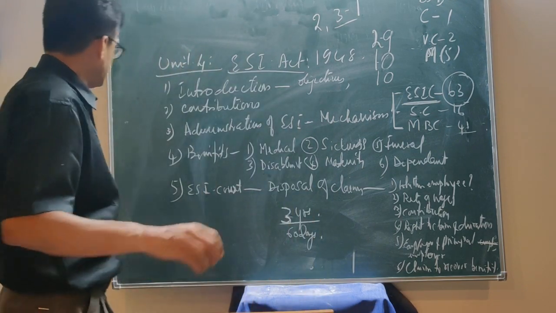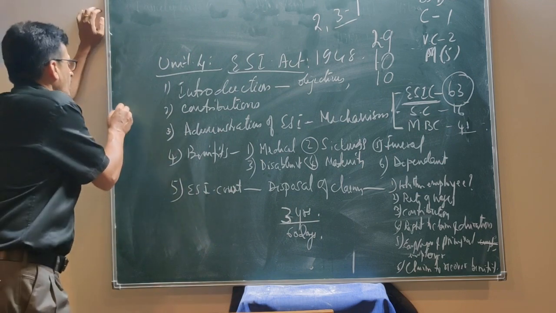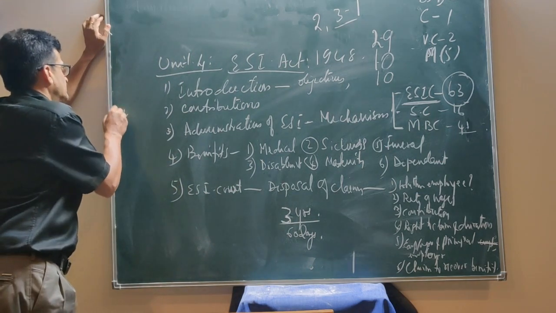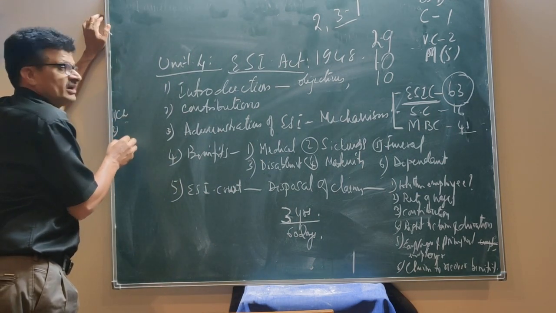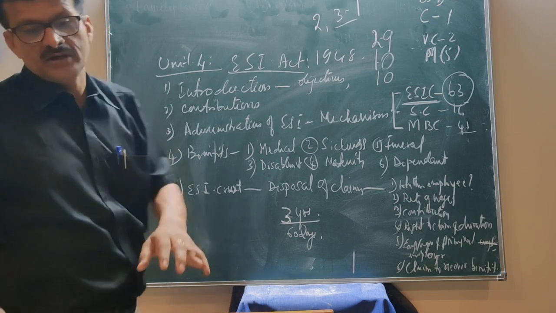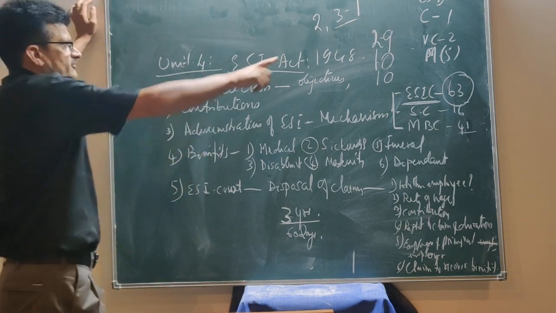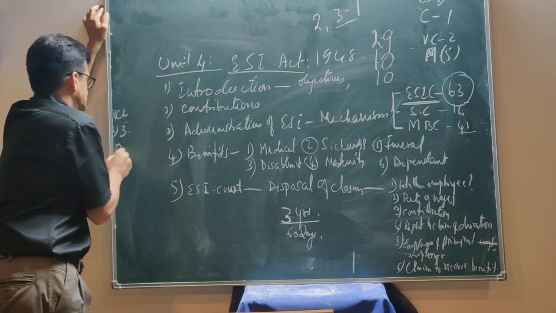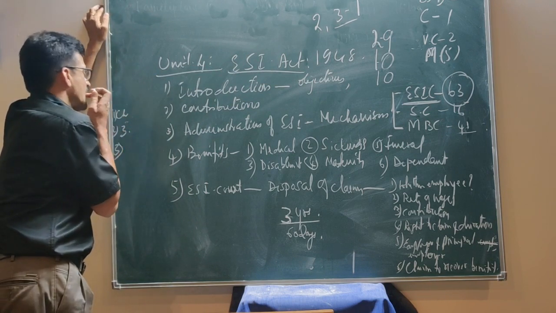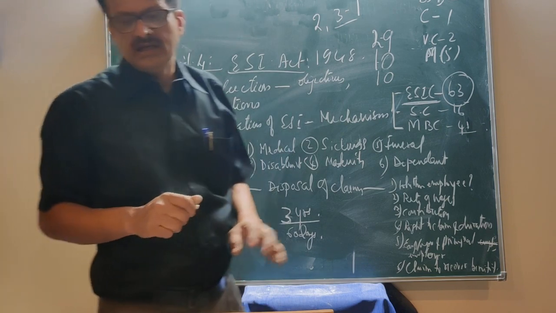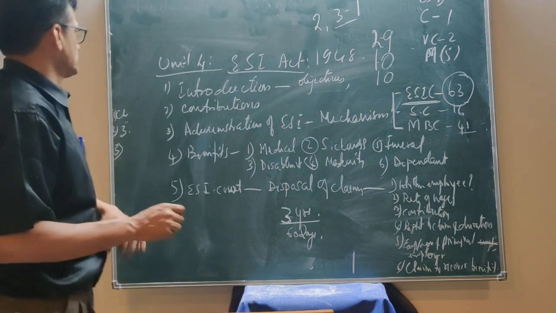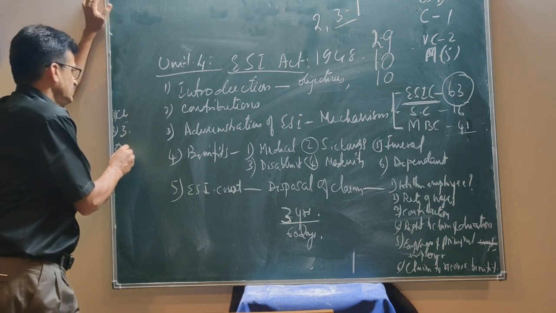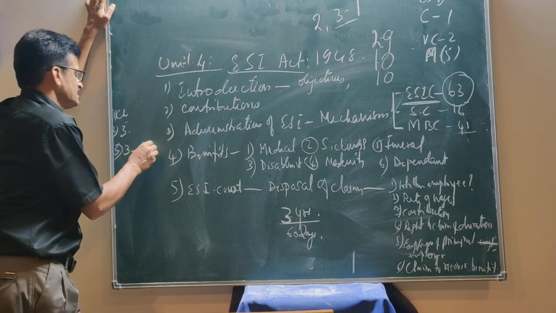As far as the standing committee composition is concerned, one is the chairperson, the second one is three members of the corporation from five. Okay, three members of the corporation. The third one is that, representing three members of the corporation representing the states.